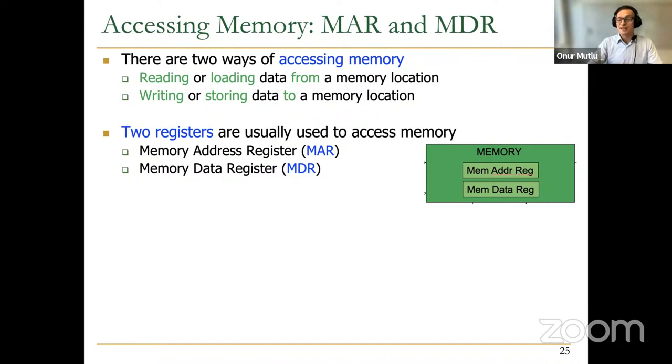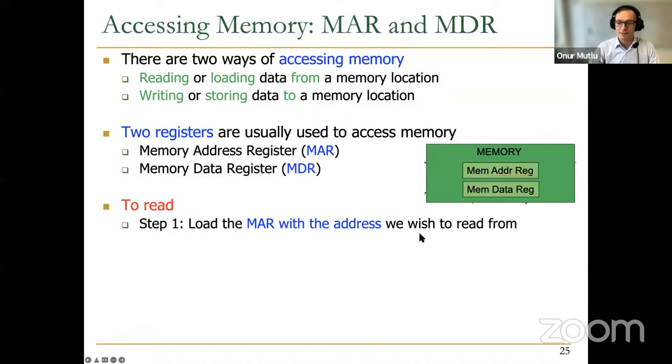The programmer doesn't need to know about them, but it's useful for us to introduce them because they're useful to access memory. So the memory address register stores the address of the memory location that we're trying to access. The memory data register would store the data that we get out of that location or data that we want to write to that location. Okay, so to read, what do we do? The first step is to load the memory address register with the address we wish to read from.